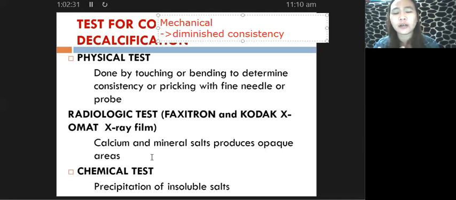Have experienced having chest X-rays already. Your bones would appear as opaque areas. And the reason why your bones appear as opaque areas is because of the presence of your mineral deposits, particularly your calcium salts. And it's the same principle that governs the radiologic test for complete decalcification.